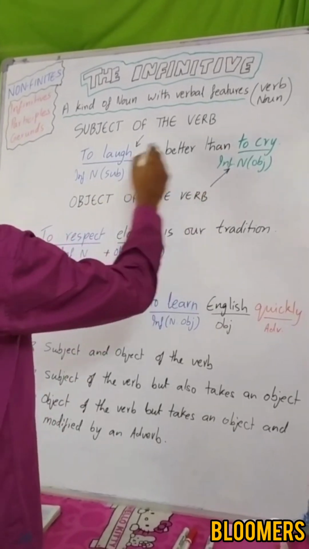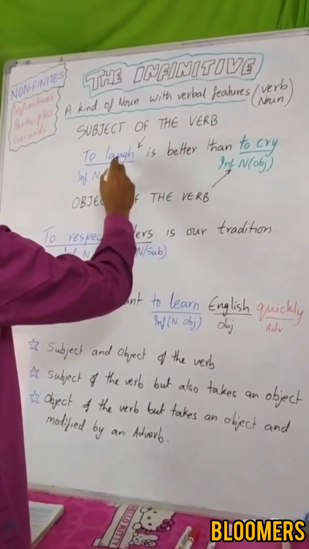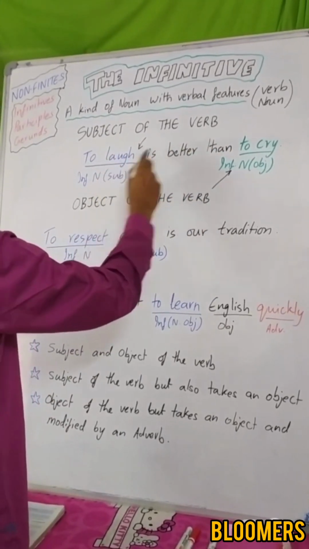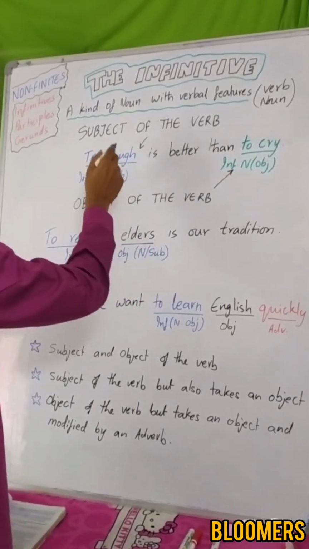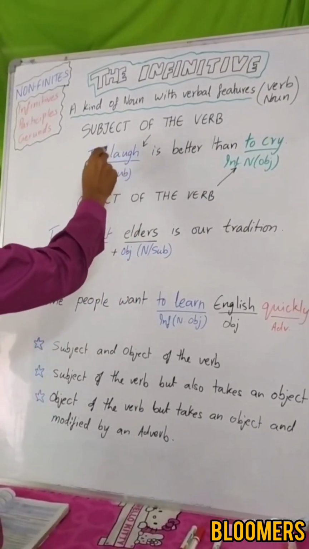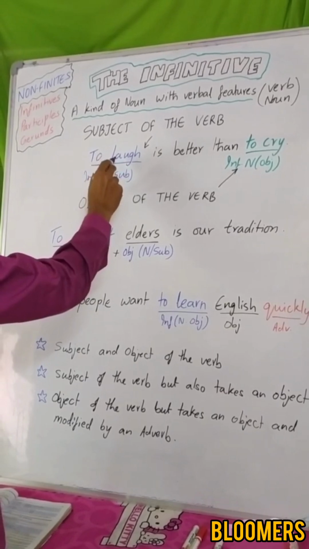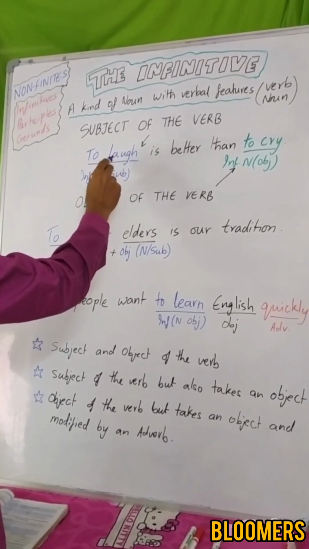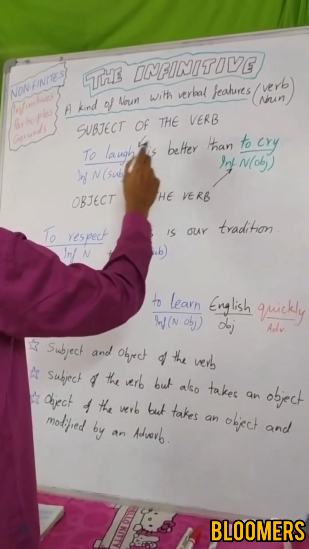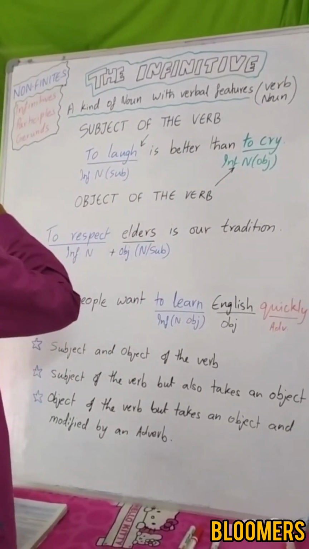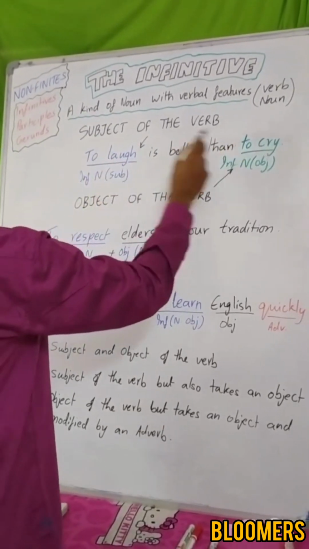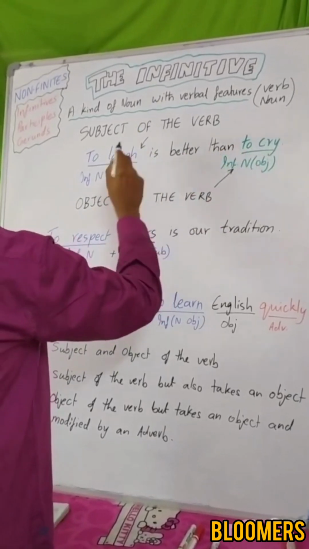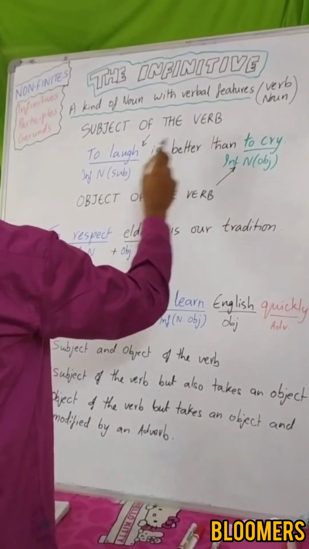So here also you see the words laugh, laughed, laughed, cry, cried, cried. Basically it was a verb, but here I am using it without any effect of tense, or whether it is first person, second person or third person, or whether it is singular or plural. I am using it just in noun forms. Both subject as well as object are here noun forms.